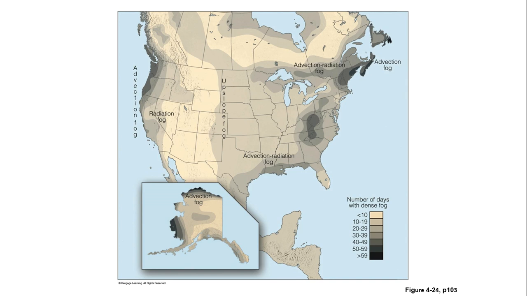Here's a figure from your book showing where advection fog is most common. Well, all types of fog, not just advection fog. We talked about advection fog here in the San Francisco area. Very common right there. But it's also quite common up here near Maine. Here in Florida, we get a lot of advection fog, but we also get a lot of radiation fog. So we get quite a bit of both.